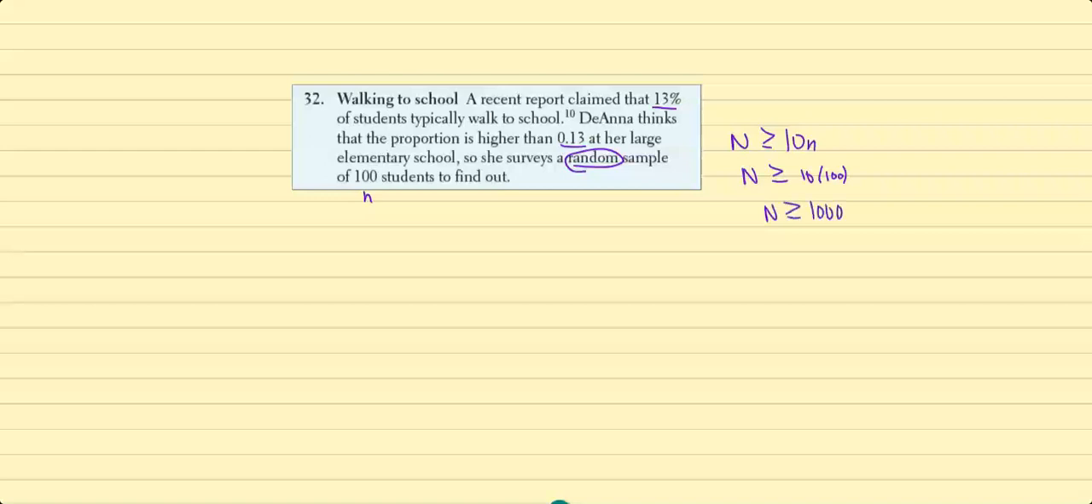And what is our population? Well, it's talking about students, which would be all students. And typically, they don't mention it, but maybe the U.S. or even the state. So our population has to be greater than 1,000. Most likely it is. And the third condition, n times p0, has to be greater than or equal to 10.